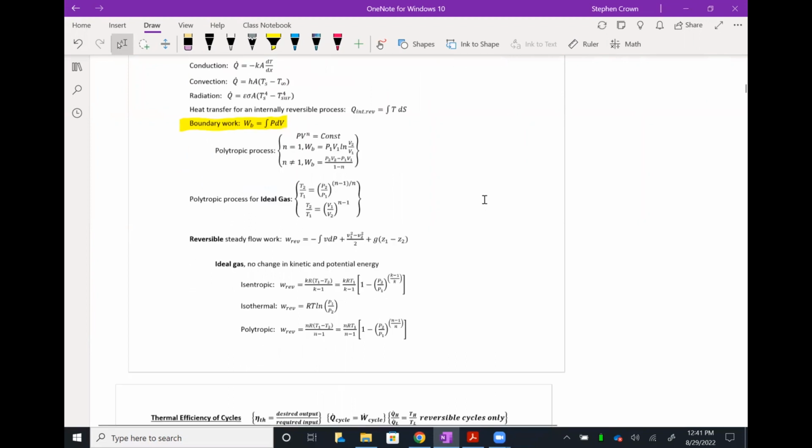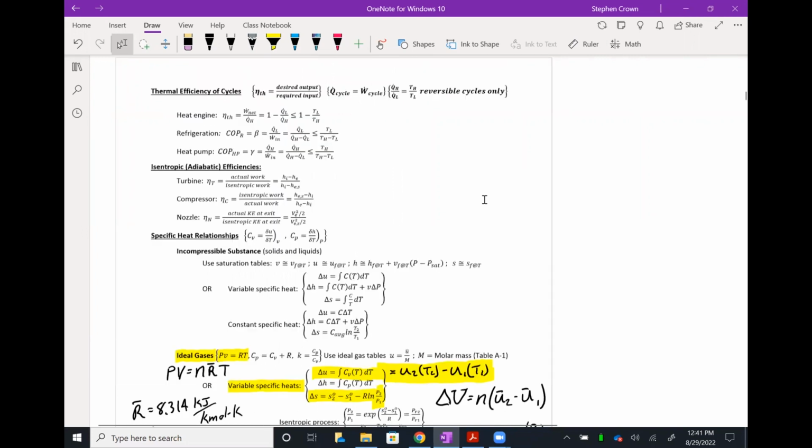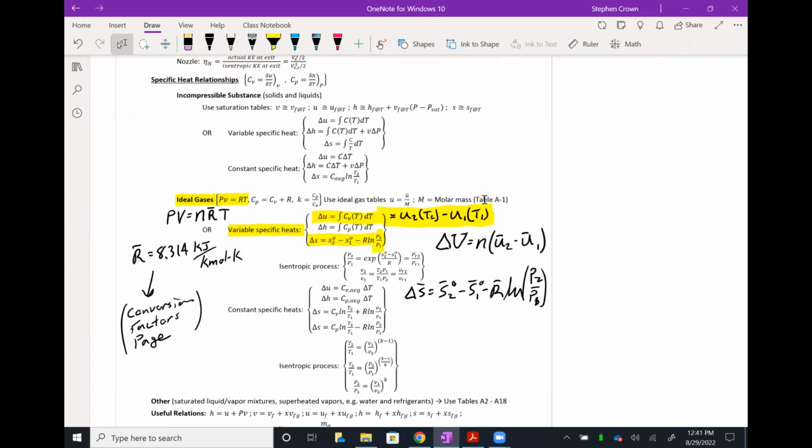Going down a little further, we have some expressions for working with ideal gases. The one I have highlighted is P lowercase v equals RT. That's the pressure times the specific volume equals the gas constant, in this case the one for oxygen, times temperature. And always express temperature in absolute, either Kelvin or Rankine.